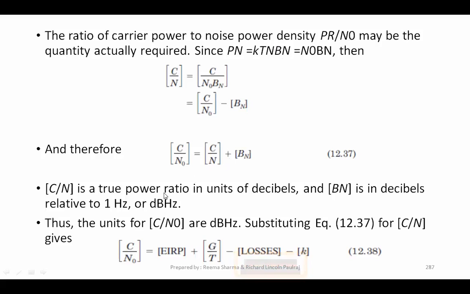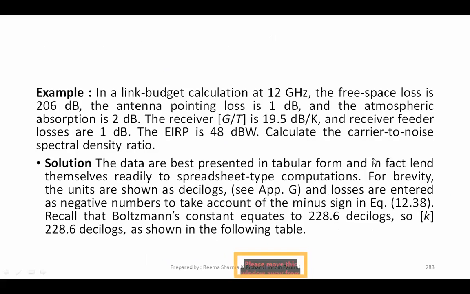So C by N is a true value, which means it's a true power ratio in units of decibels. Most of the times, as I've told you, those in square brackets are in terms of decibels. It is related to about 1 hertz, or dB hertz. Thus, the units of C by N naught are dB hertz. When we substitute this equation for C by N, ultimately we are going to get this final equation, EIRP plus G by T minus losses minus K. So we will see how we are going to use that in our problem.